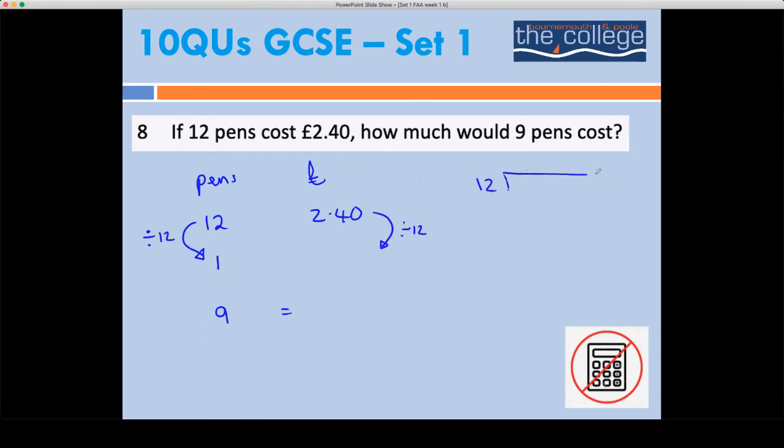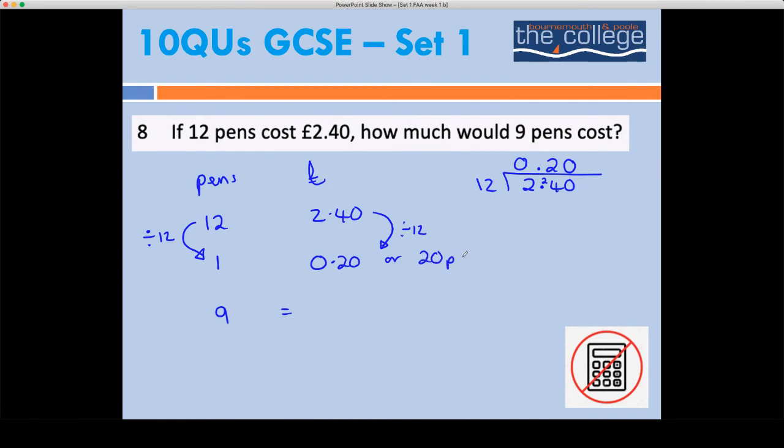Hopefully you can spot 12 and 24 as a link, but if not, 12's into... Now you could do it like this, 2.4. You can make it 240 and change it back at the end. But look, don't be scared of dividing like this. Decimal point just jumps up there. 12's into 2 doesn't go. I've got 2 left over. 12 into 24 goes twice. 12's into 0, it doesn't go. So 0.20, in pounds, or that's 20p each.